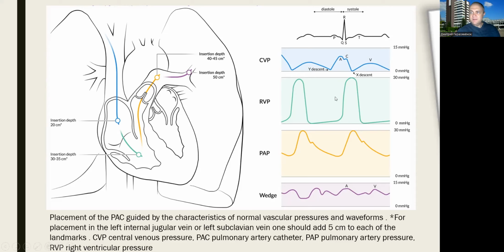This is the different parts of the heart chambers and pulmonary artery, where we can estimate blood pressure, chamber pressure, and saturation.